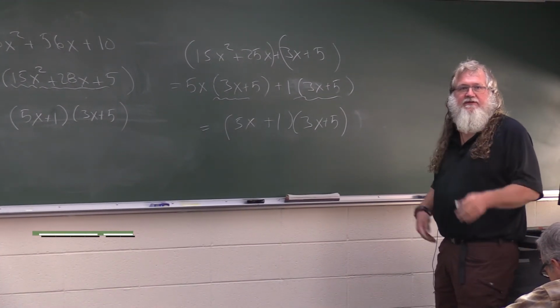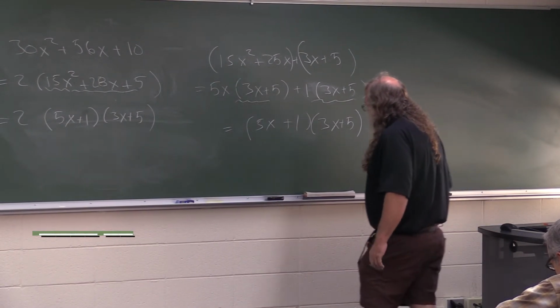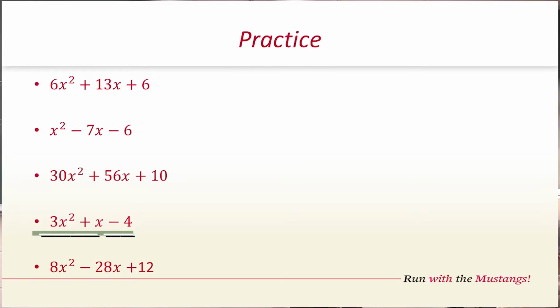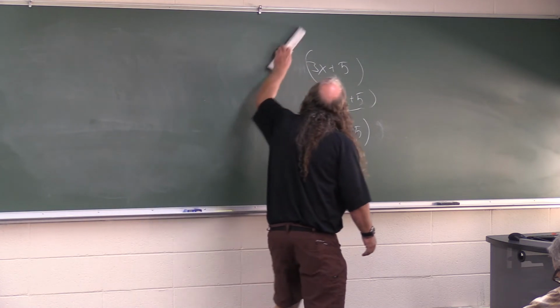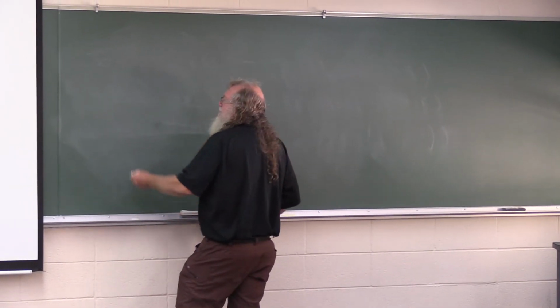All right, questions on those? Let's do one more. And I'm going to give everybody a chance to try this one. Let's look at 3x squared plus x minus 4. I'll let you try the a times the c. See if you can come up with that split mentally. And I'll get the whiteboard cleared up. I'll give you a minute or two. Find your a times your c, identify your b.